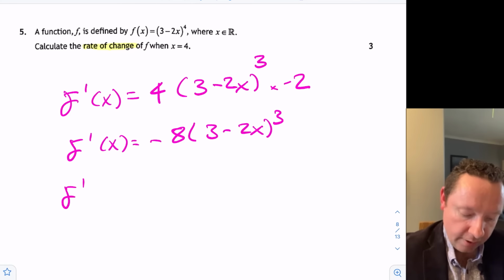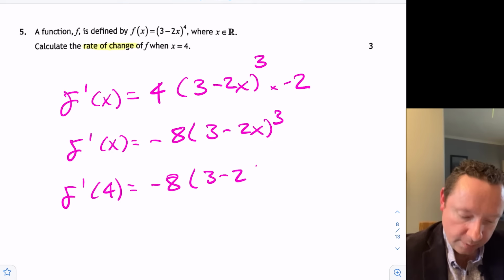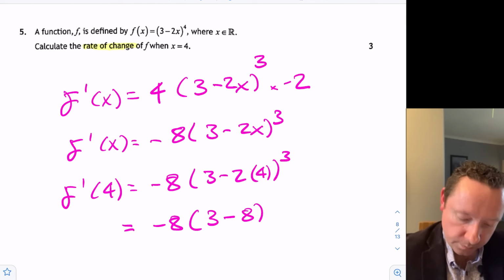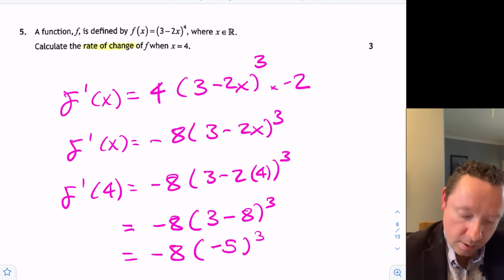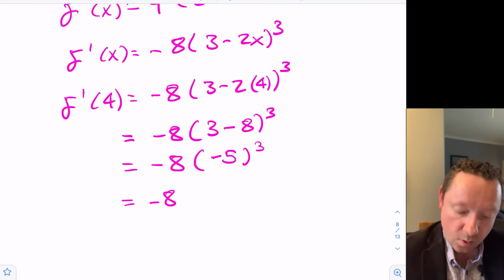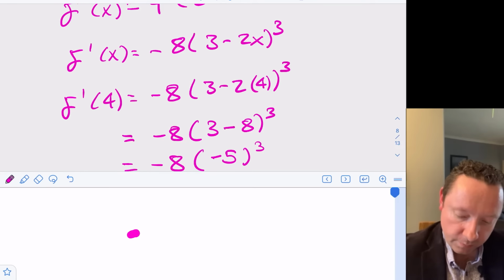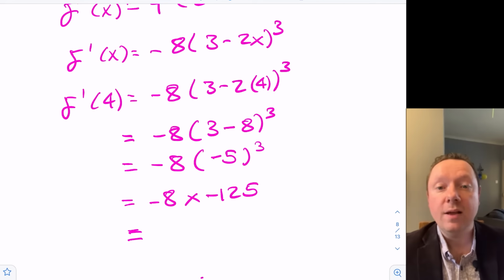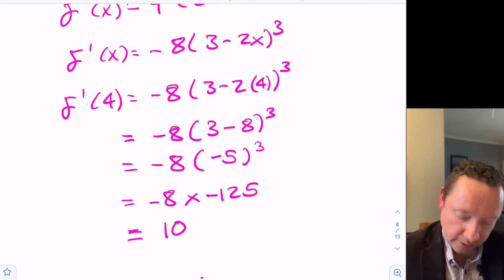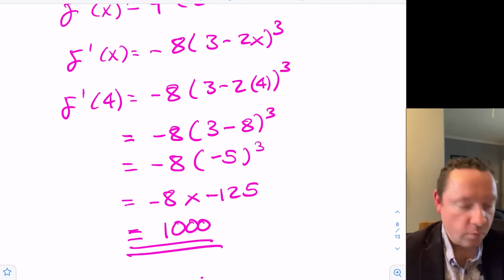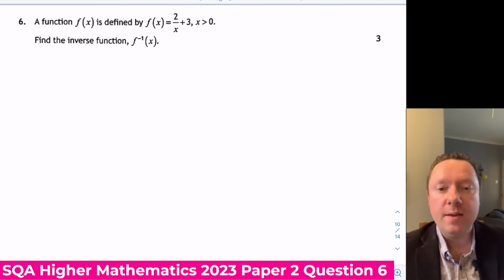Substituting in 4, f dash 4 is -8 (3 minus 2 times 4) cubed, that's -8 (3 minus 8) cubed, which is -8 times -5 cubed. -5 cubed is -125. 8 times 125 is 1000. Minus times a minus is a plus. So there we are.